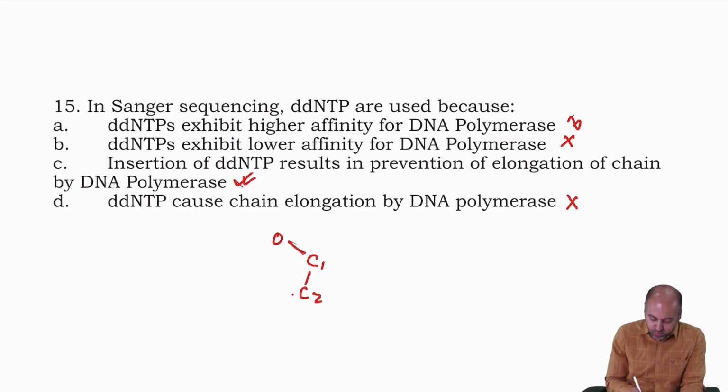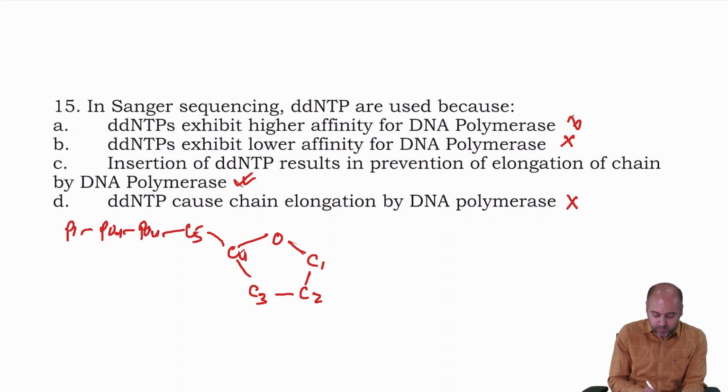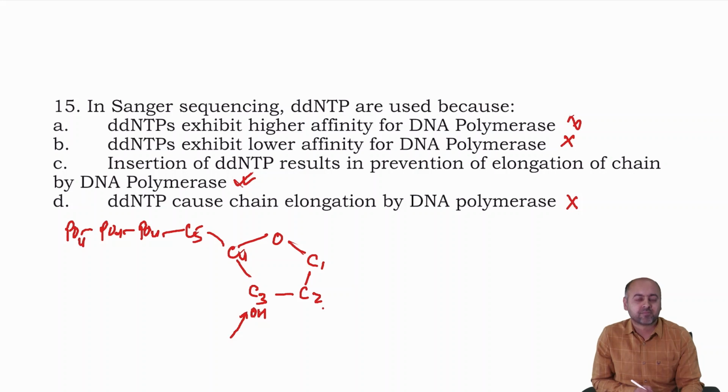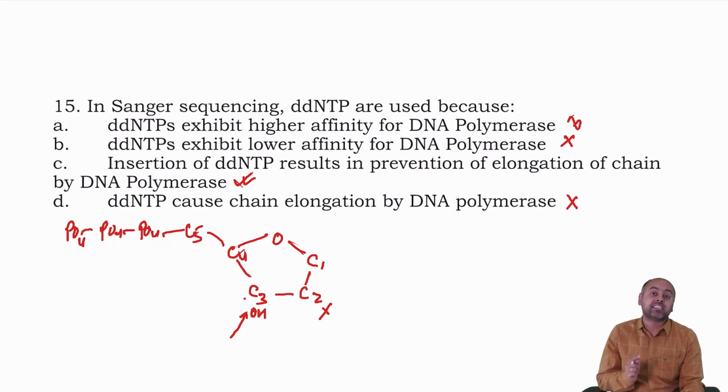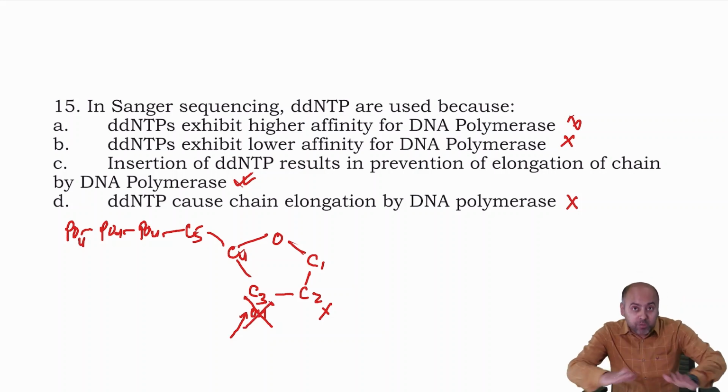C1, C2, C3, C4 and C5, right? So here you have the phosphate, and the new nucleotide will come and get attached at C3 via the hydroxyl group. Normally the C2 is deoxygenated, the hydroxyl group is not there. That is the deoxynucleotide triphosphate. When I say dideoxy, the hydroxyl group at C3 has also been eliminated.